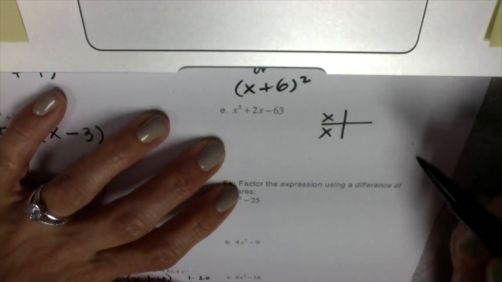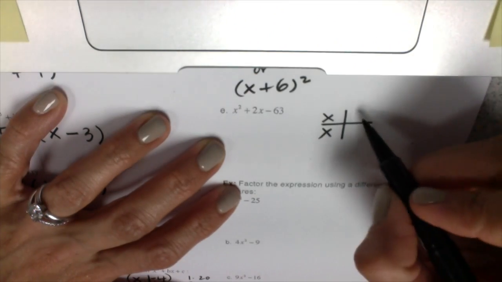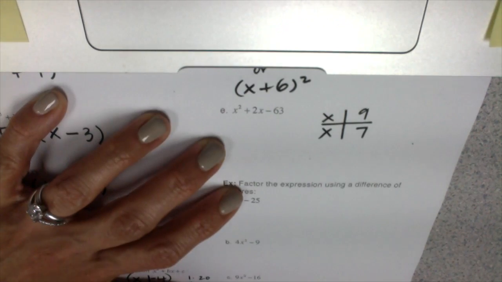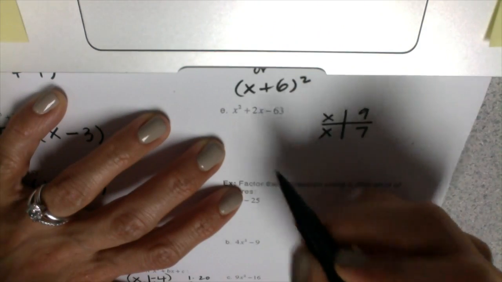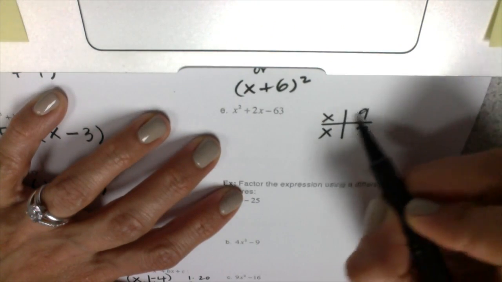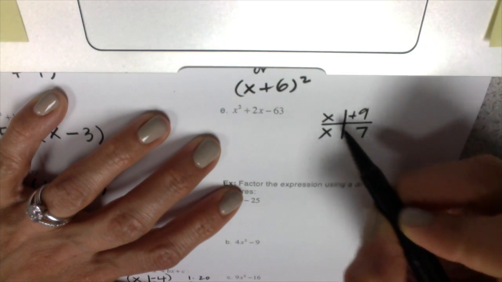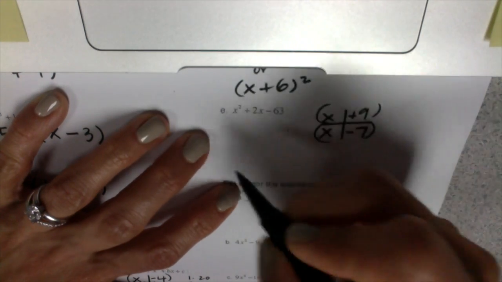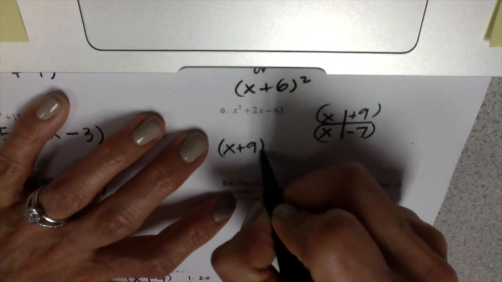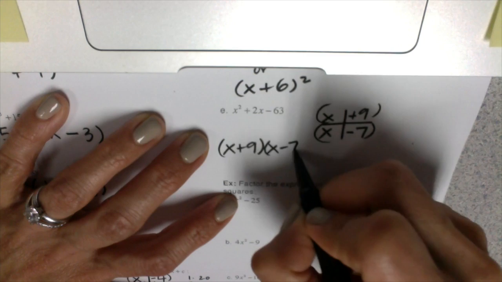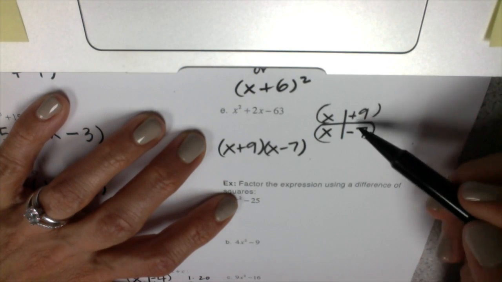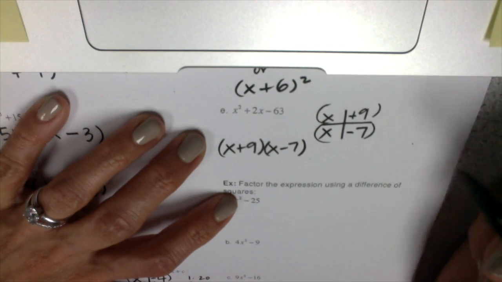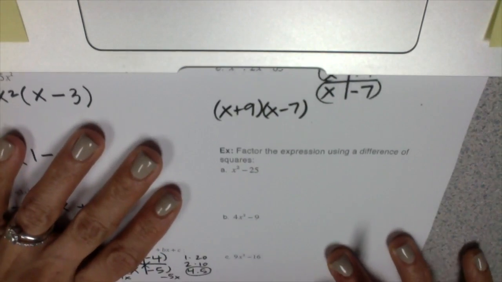Okay, sorry about that. Up and down right, so we'll go 9 times 7 gives you 63. We're trying to make a positive 2x, so when you crisscross, this 9 is going to be a positive and the 7 is going to be negative. Your answer goes left to right, so your answer is x plus 9, x minus 7. And again, you can double check. Do these multiply to give you this last term, which is a negative? And they do. All right, moving on.